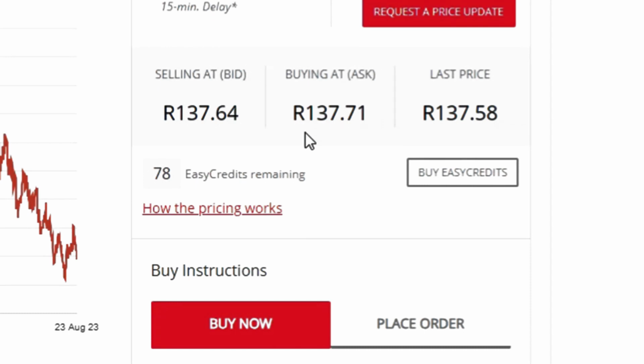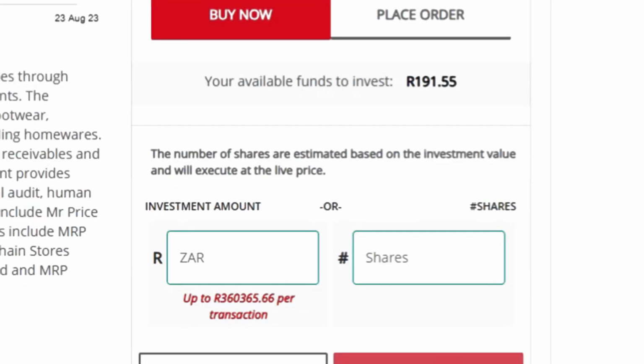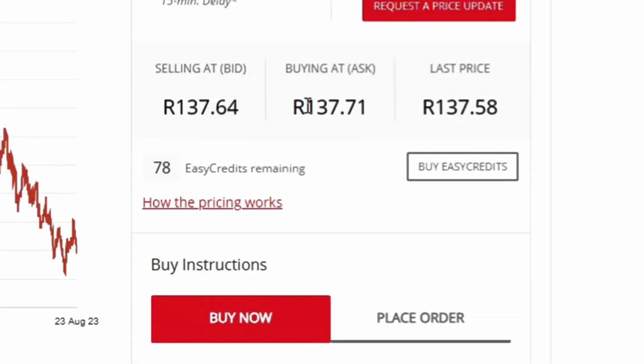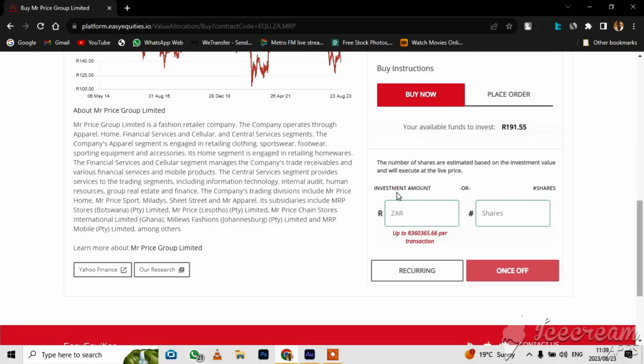So guys, the price for Mr Price per share costs 137.71. Here it is right here. You can buy at this price. And whenever I want to sell my shares of Mr Price, this is the price I'm going to sell at, only if it will be there. Maybe it will be more next time, or it will be less, I don't know. And this was the previous last price from the last selling. So per share, let me copy this amount.